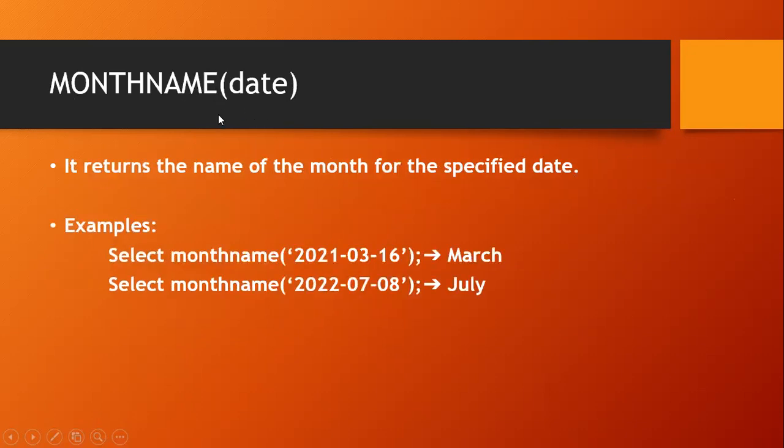MONTHNAME. It returns the name of the month for the specified date. SELECT MONTHNAME of this date. Which is the month part? This one. The second part is 3, which is the month, counting January, February and March. Third month is March. So you got the output as March. If I say SELECT MONTHNAME of this date, which has 7, the month for number 7, that is July.